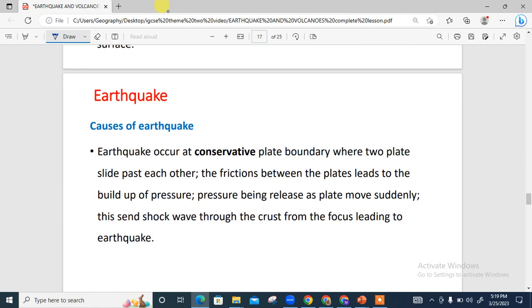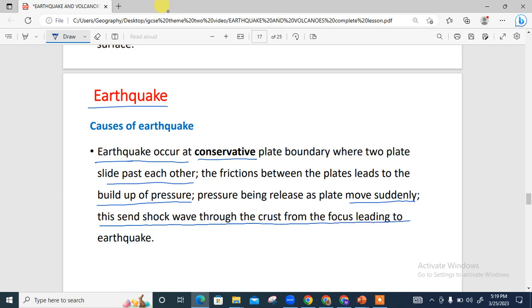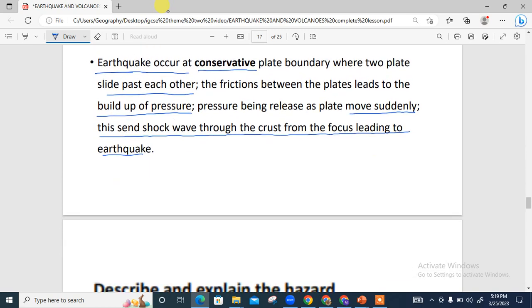Then in the case of an earthquake, causes of an earthquake occur at conservative plates, which we've stated earlier. So plate boundaries where 2 plates slide past each other, the friction between the plates leads to a build-up of pressure. So once the pressure is released as plates move suddenly, this will send shock waves through the crust from the focus, leading to an earthquake.